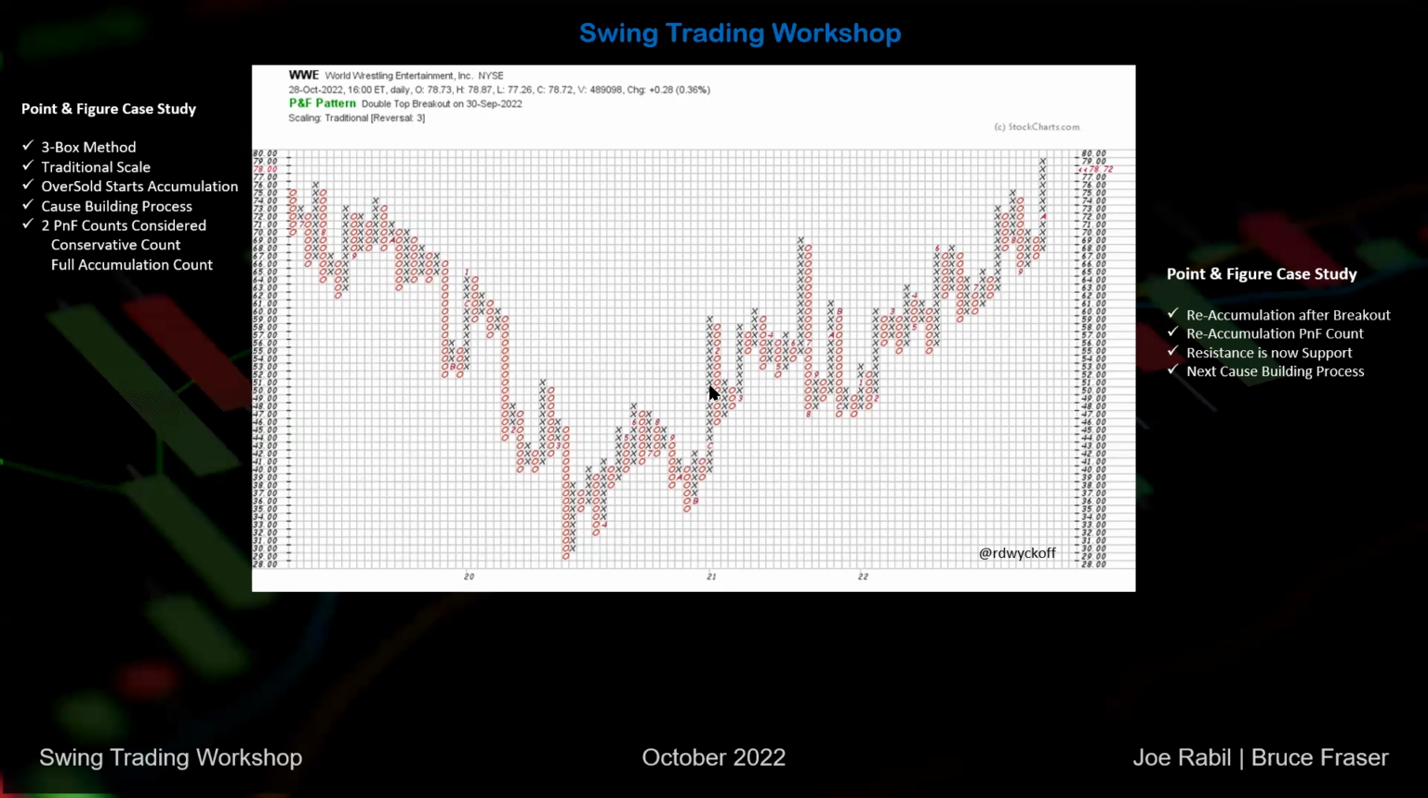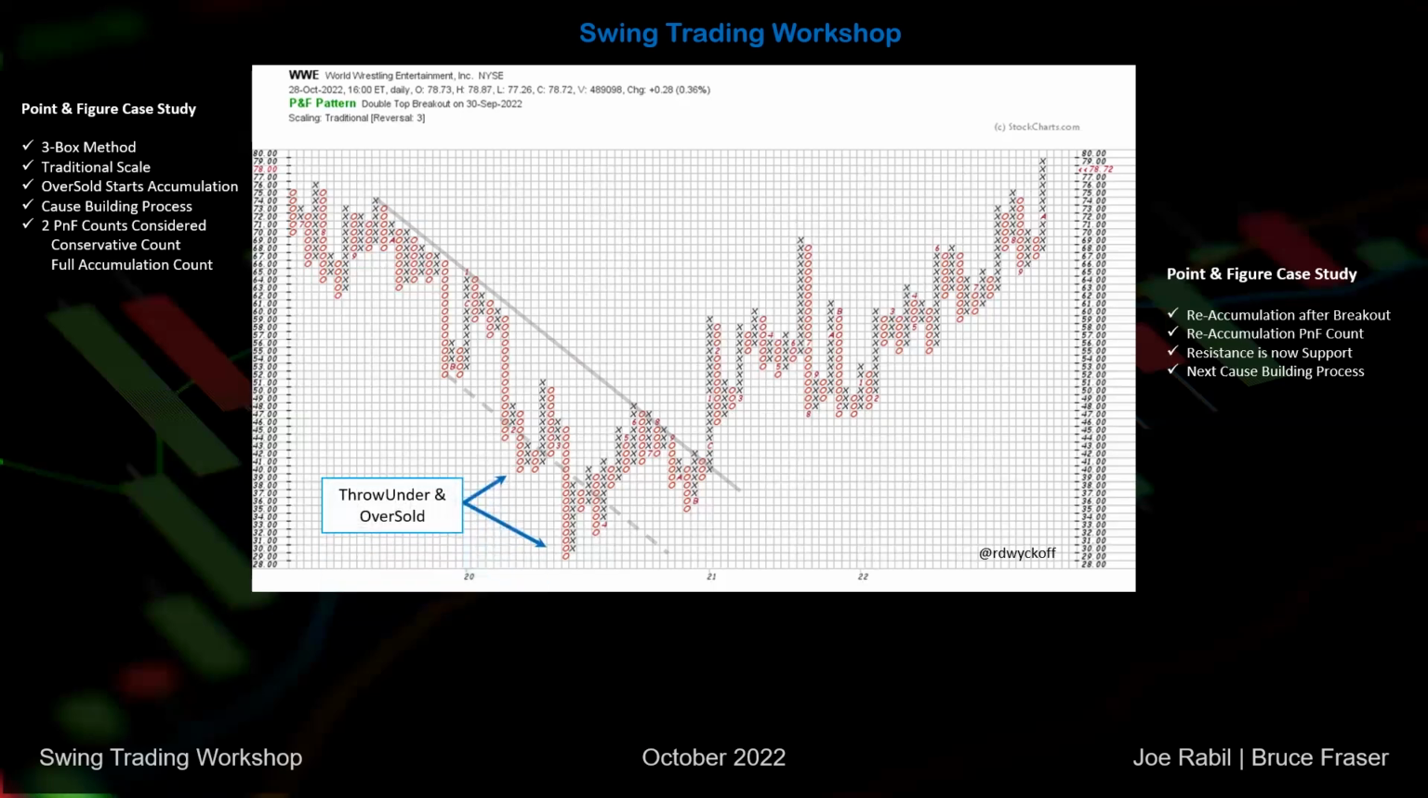And then he was also talking about what I would call a reaccumulation area here on this chart. And what we want to do is create structure and see if we can organize the chart in such a way that we can see these accumulation and reaccumulation areas for the purposes of horizontal point and figure counting.